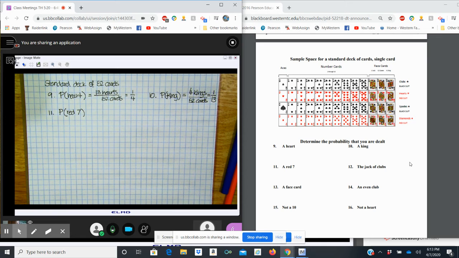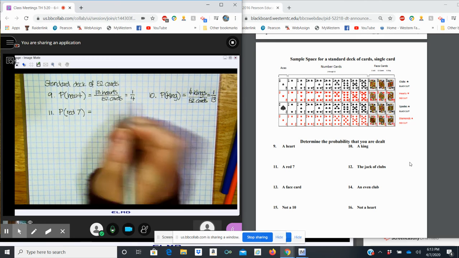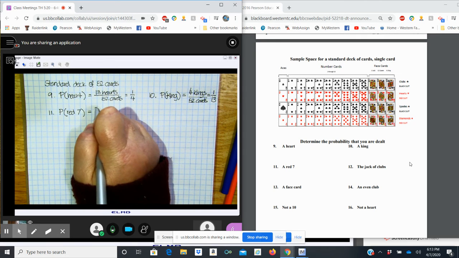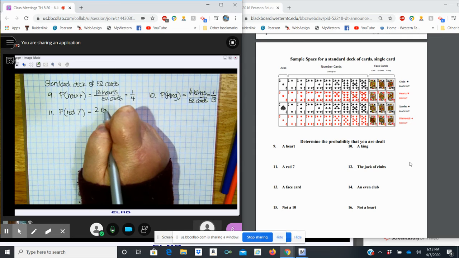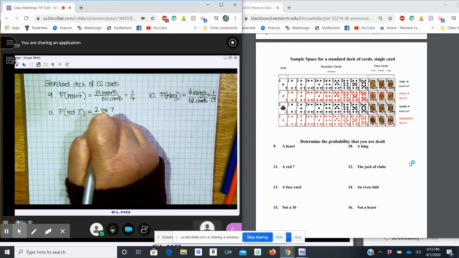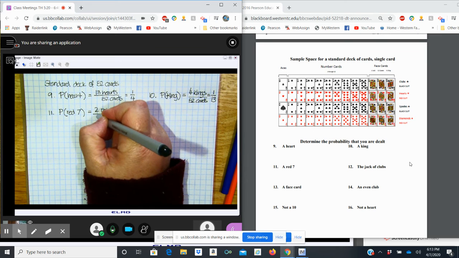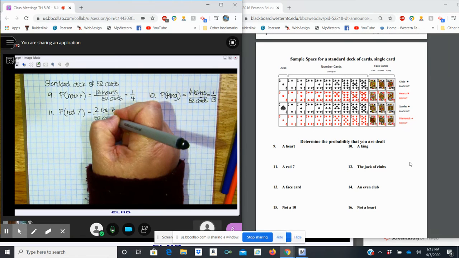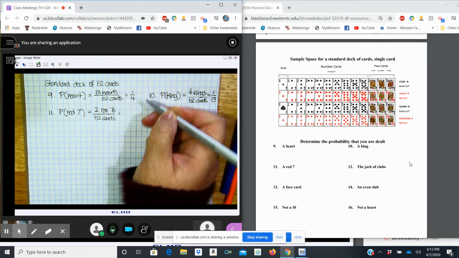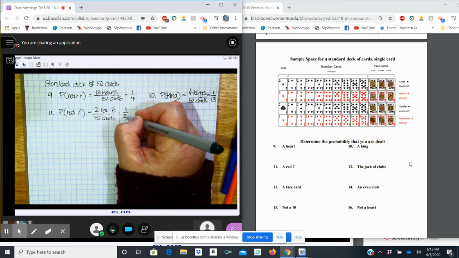Number 11 asks you for the probability of a red 7. There are 2 red 7s. One is a heart, one is a diamond, out of a total of 52 cards. And this will reduce to 1 out of 26.